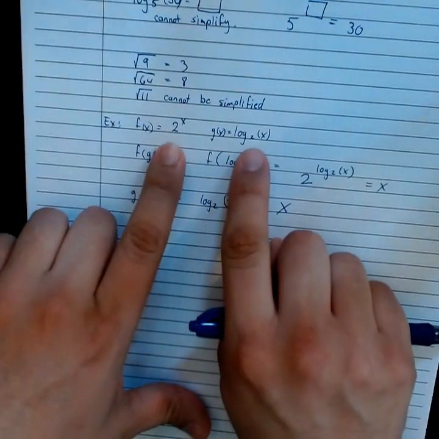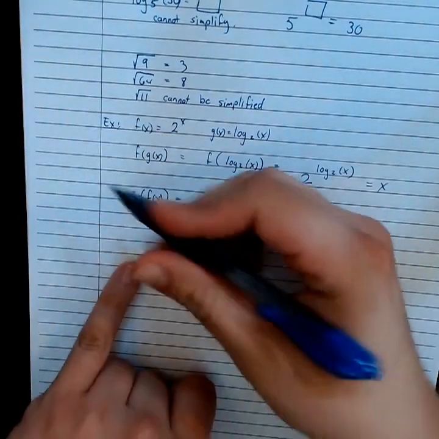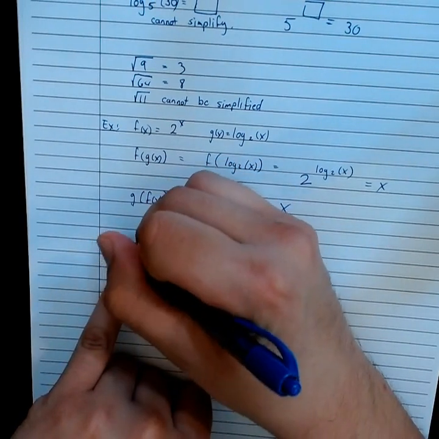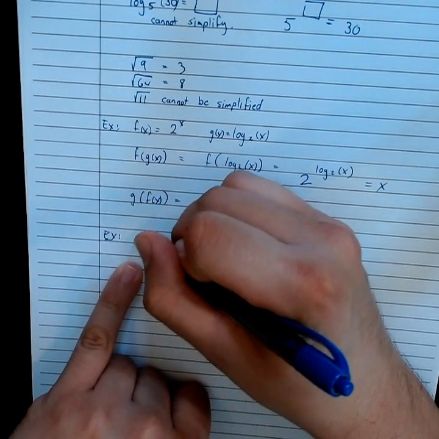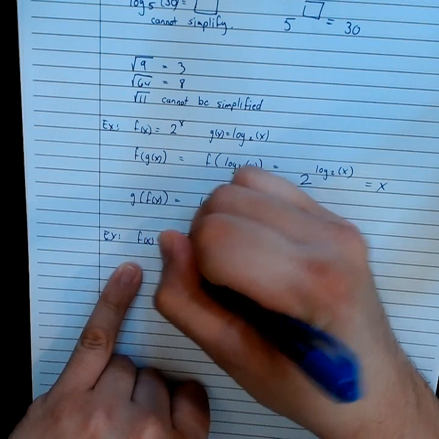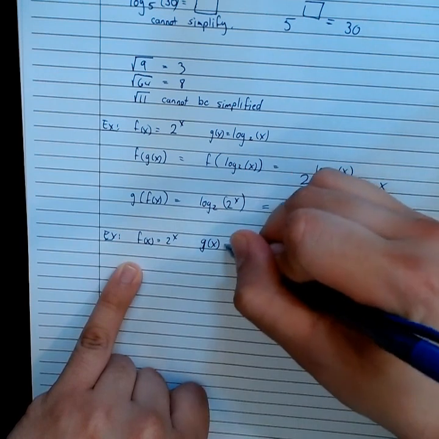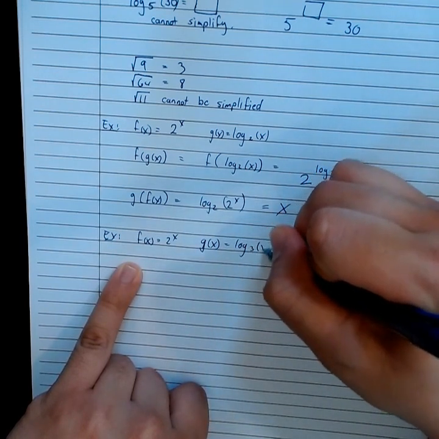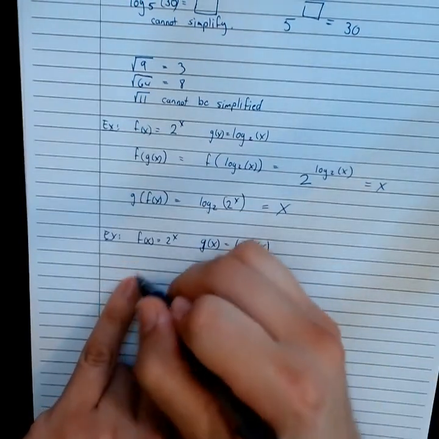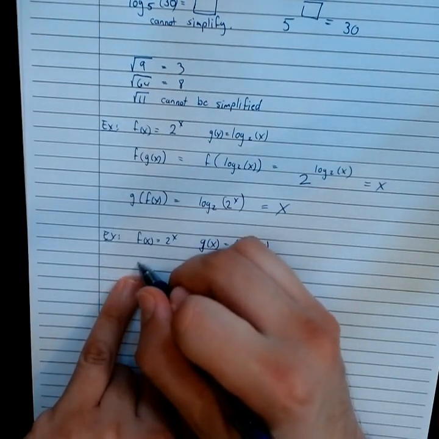Now here, it's important that these be in the same base, because if I do it with a different set of bases, let's say I have f of x is equal to 2 to the x, and g of x is equal to log base 3 of x. Let me compose them, and here I'm only going to do one direction, because it'll be enough.